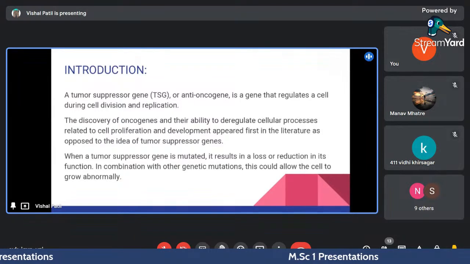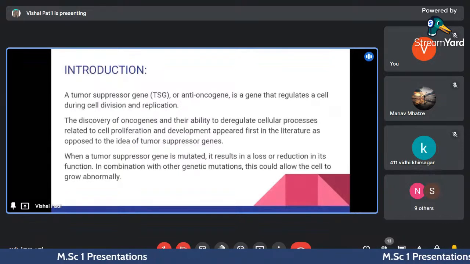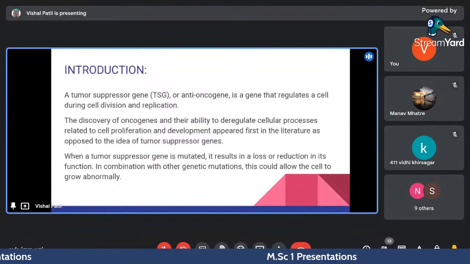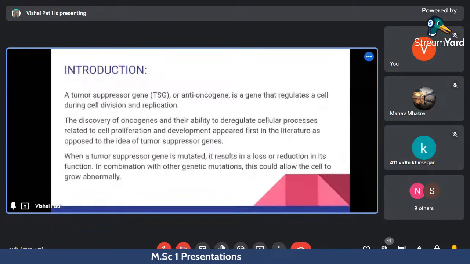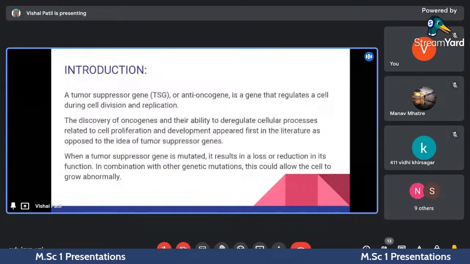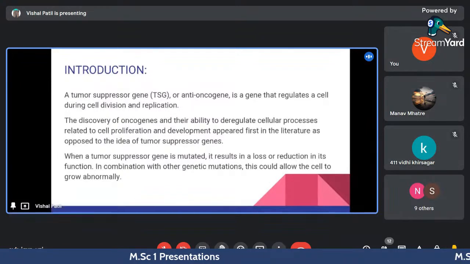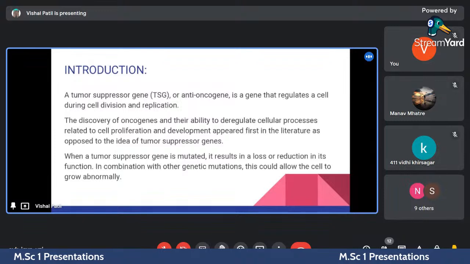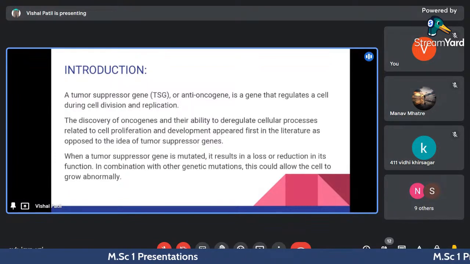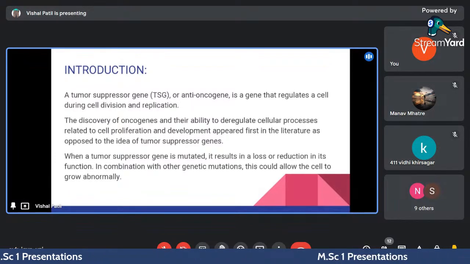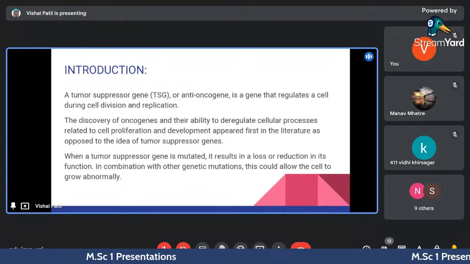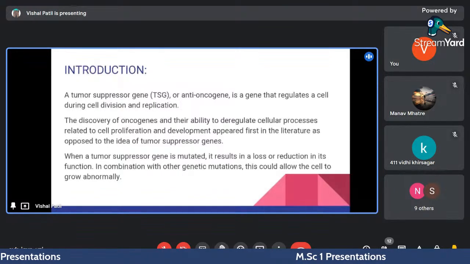A tumor suppressor gene or anti-oncogene is a gene that regulates a cell during cell division and replication. The discovery of oncogenes and their ability to deregulate cellular processes related to cell proliferation and development appeared first in the literature, as opposed to the idea of tumor suppressor genes. When a tumor suppressor gene is mutated, it results in a loss or reduction in its function. In combination with other genetic mutations, this could allow the cell to grow uncontrollably.